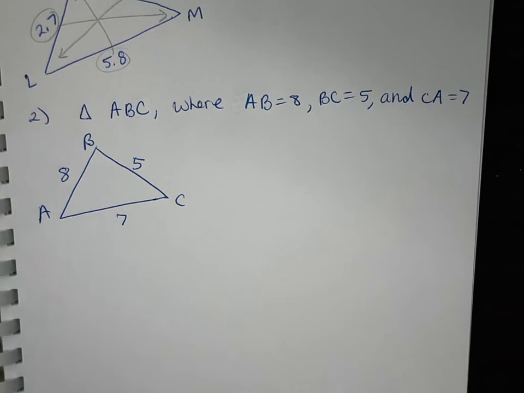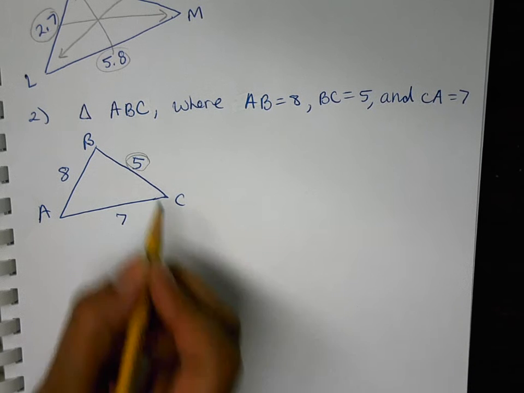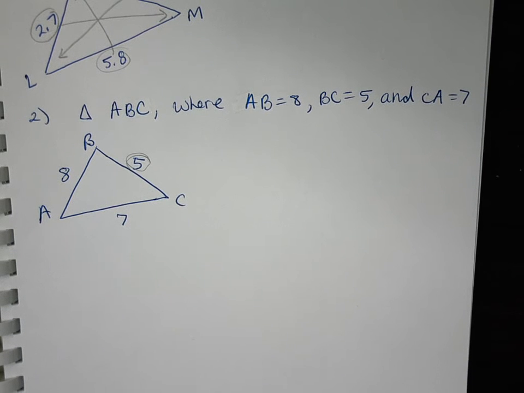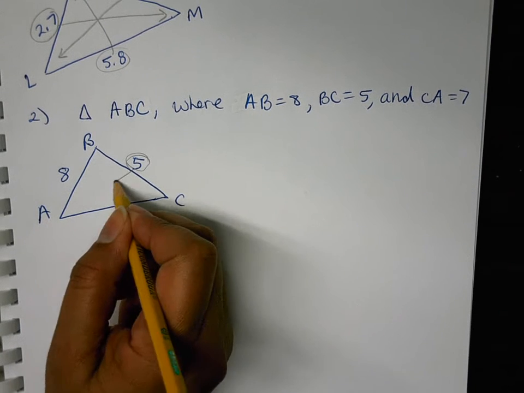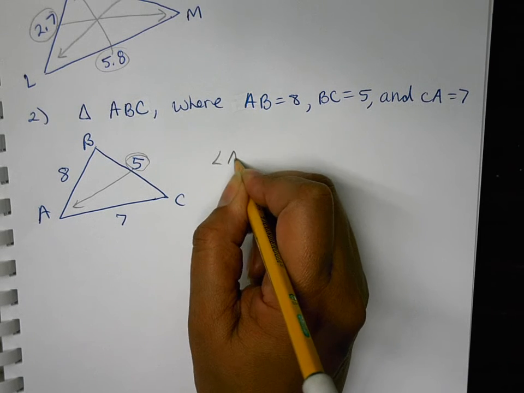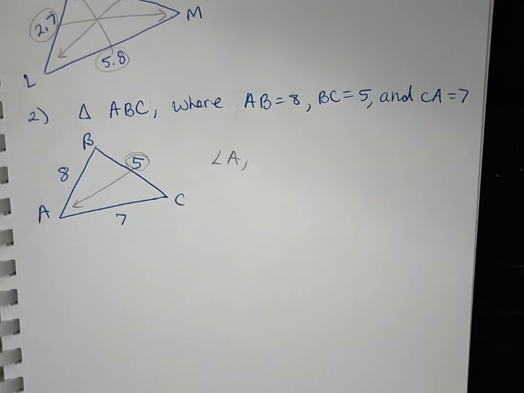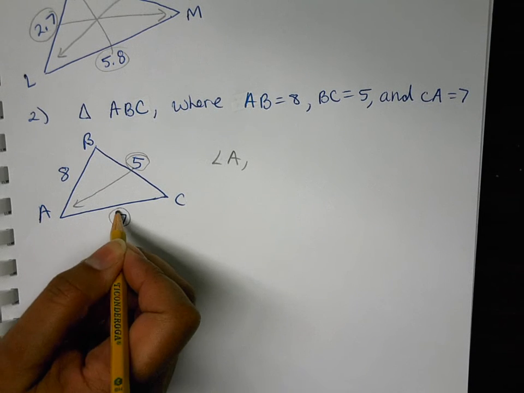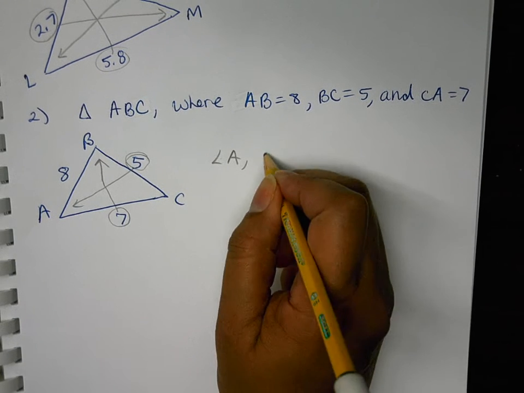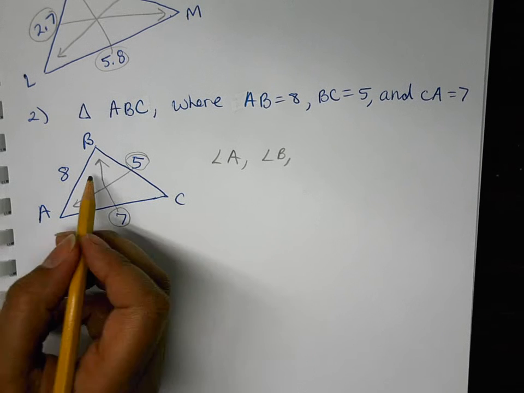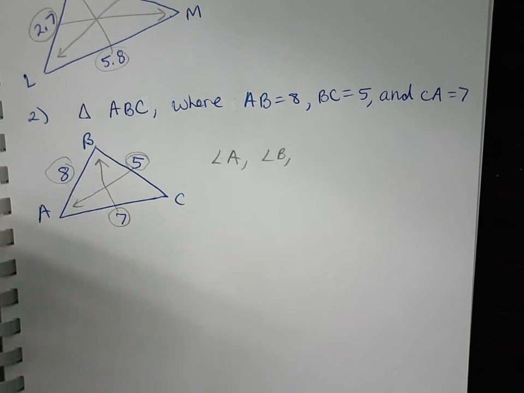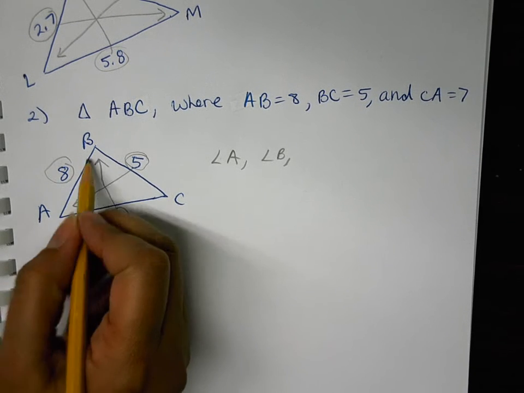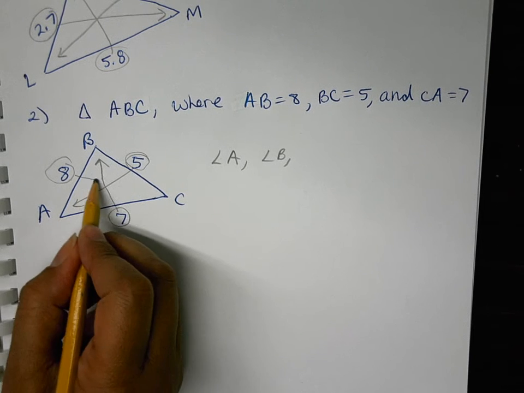Okay, are we ready? What is the smallest side? BC. BC, and which angle corresponds with the 5? Angle A. What is my medium side? AC, good job, and that matches with which angle? B. And my largest side is? A. Okay, you gave me the angle. My largest side is AB, which matches with angle C.